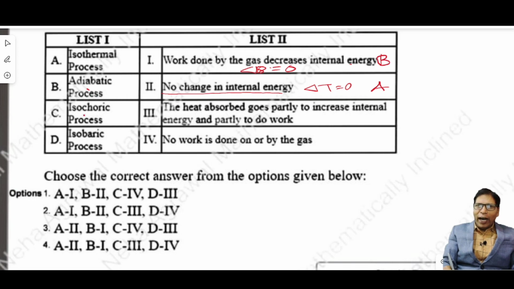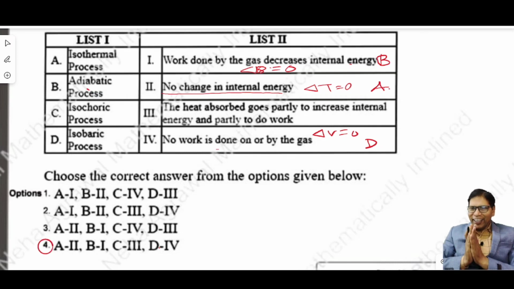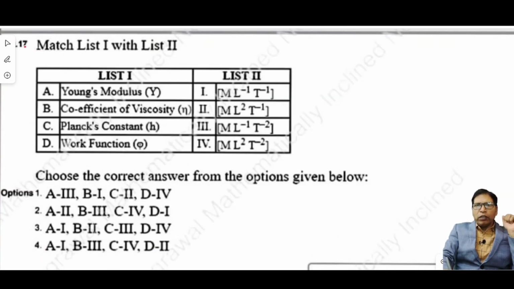Okay. Now isochoric process. No work is done because here delta V equals 0. So this is the D. Now look at this, A1, B. Now look at this, A2, B1 and D4. Look at this, D4. So look at this, this is the option 4. Okay. Next. Now look at this.